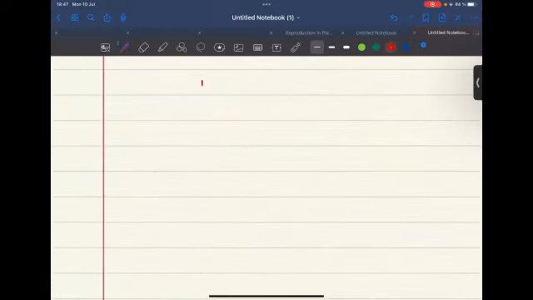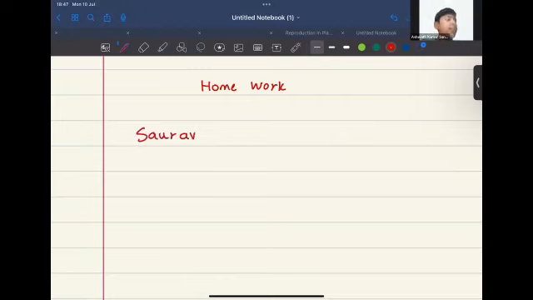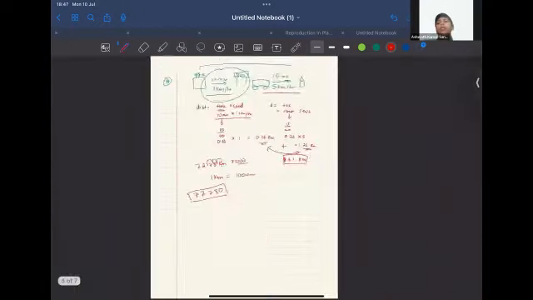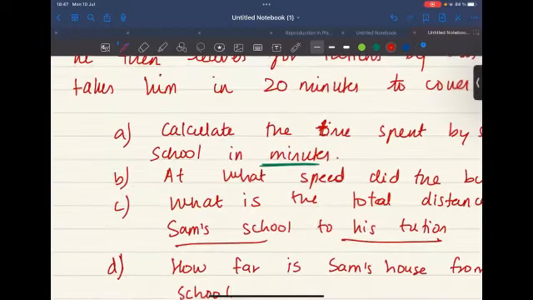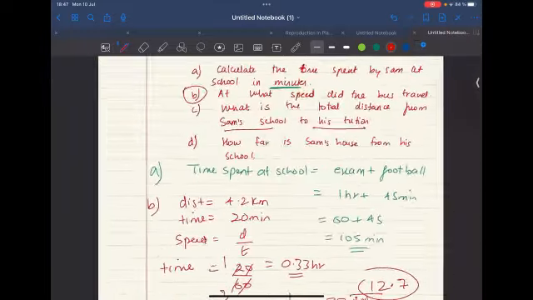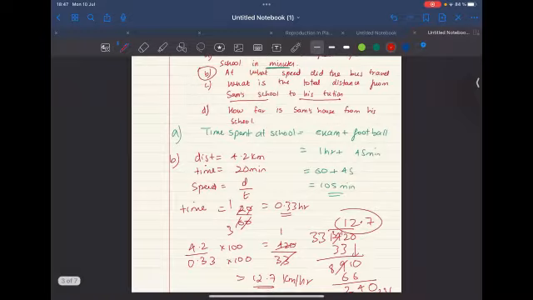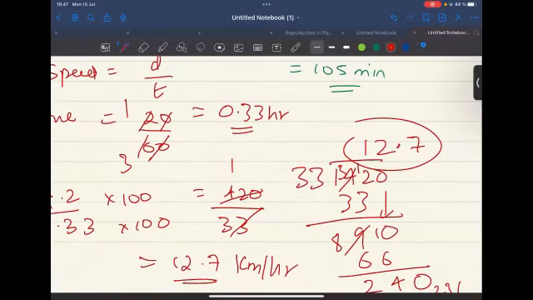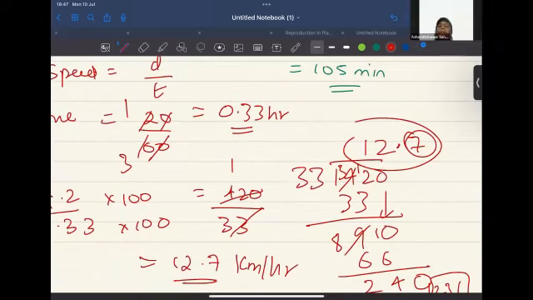Ma'am, I got 12.6 in B1. In this question? This one? Yes, ma'am, B. At 12.6. Just a small calculation mistake you've done. It will come 12.7 only because 33 sevens are only 231. You can't go to a number less than that. So check again. Okay.